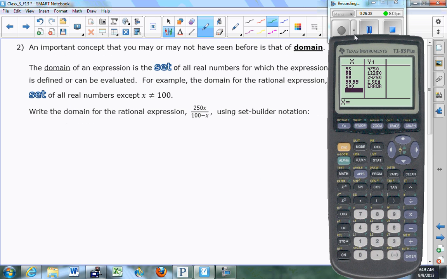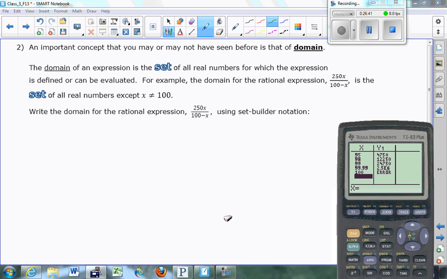So this is our important concept we're supposed to cover today that you may not have seen, and that's this idea of domain, okay? The domain of an expression is a set, okay? Notice how I put set, I try to make it stand out. A domain is not a single number or a couple of numbers, it's a set of numbers for which your expression can be defined or evaluated. So notice we cannot define 250 divided by 0. This is undefined, right? It's undefined. We cannot define that expression.